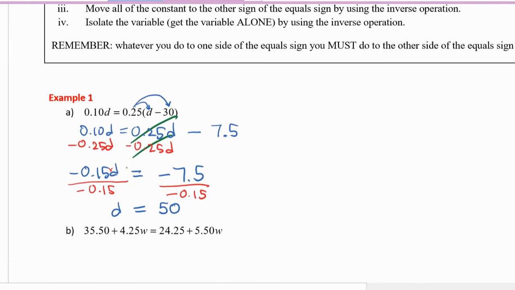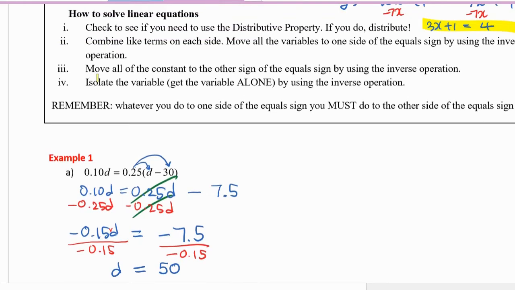So we move the variable to one side, okay? And move all the constants. A constant is a number, so we move the numbers to the other side. The other side of the equal sign.